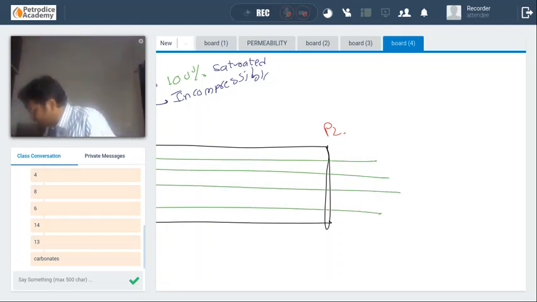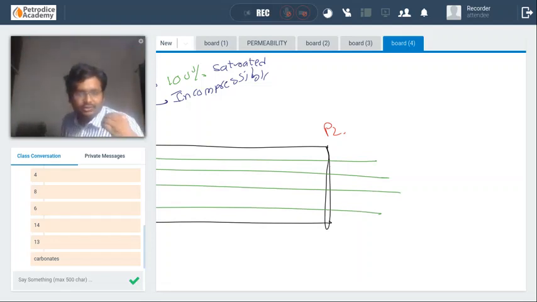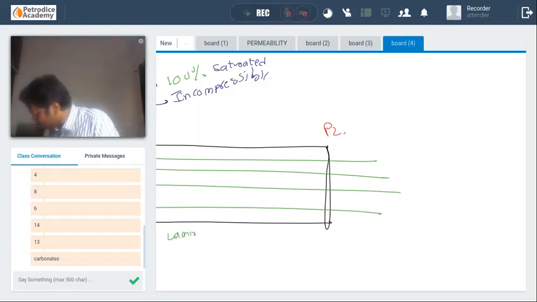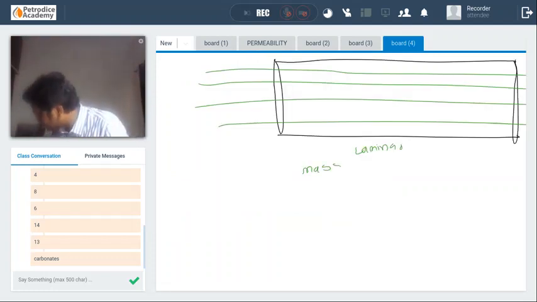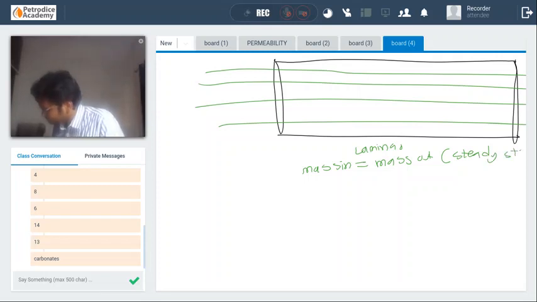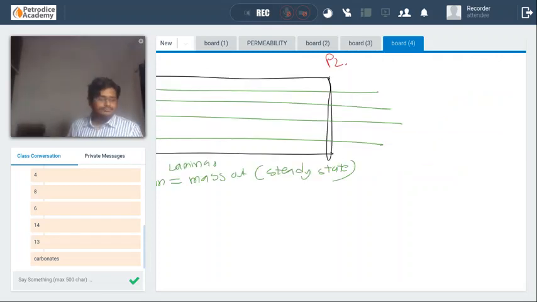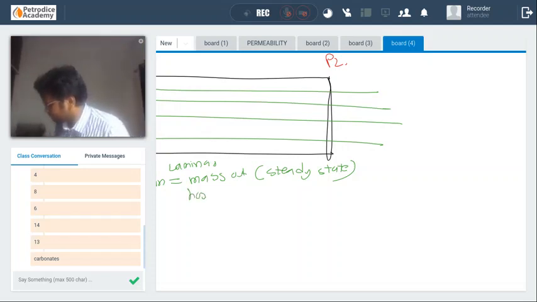And the flow regime that should be present inside the core sample is laminar. That means all the flow paths must be parallel with each other. And not only that, the mass in must be equal to the mass out, that is a steady state. Horizontal flow also. Next one.